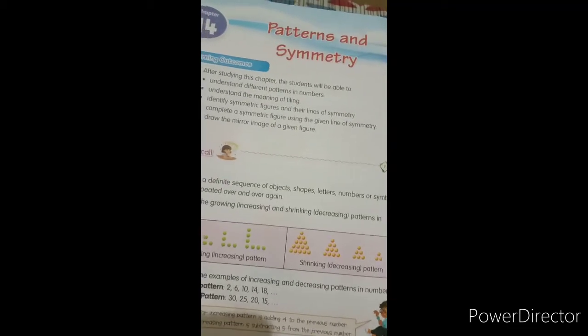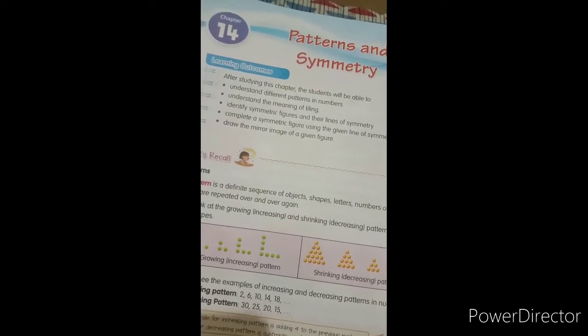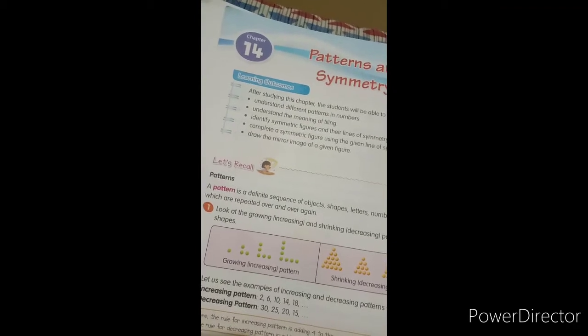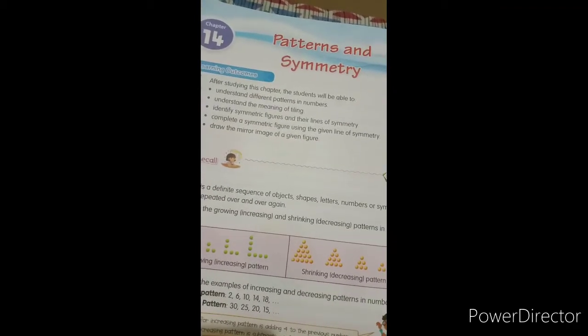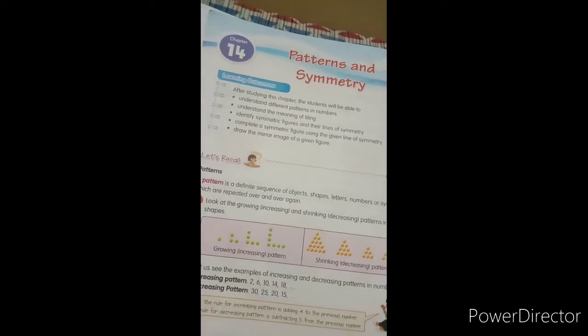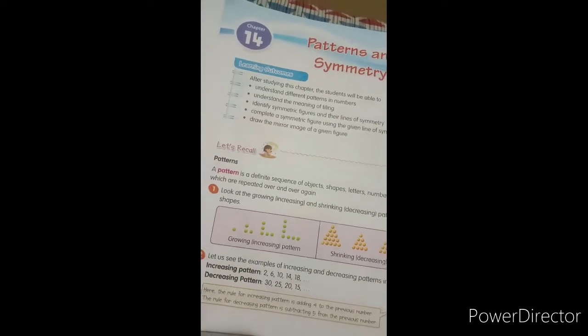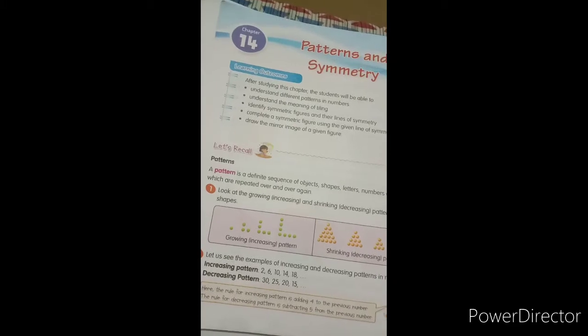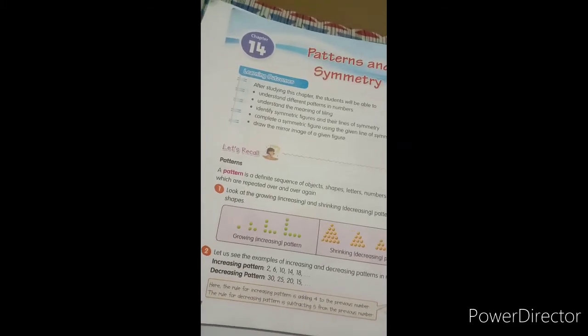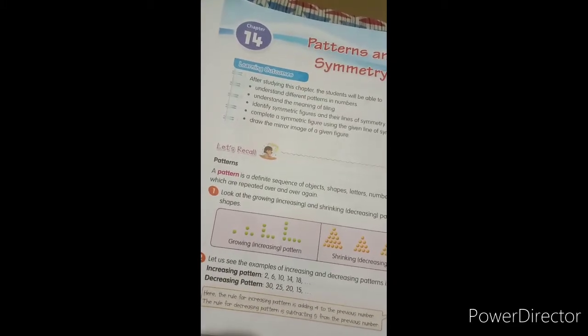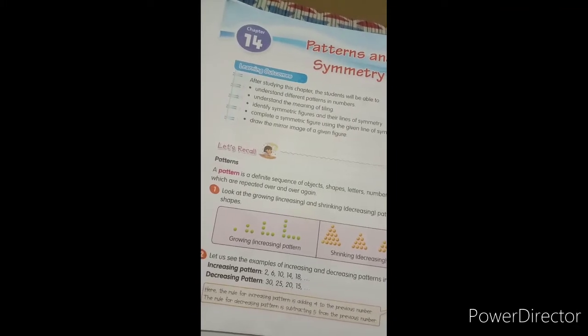Good morning, everyone. Today we have to start a new chapter, chapter number 14, and its name is Patterns and Symmetry. So let's start the chapter. First topic is pattern. You already learned pattern. What is the pattern? It is also a part of class 3rd.